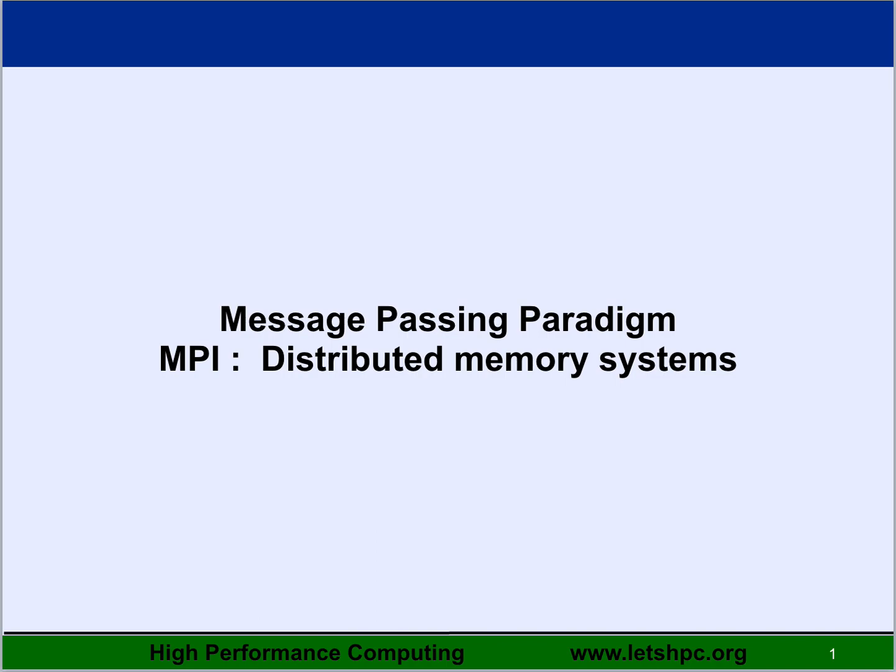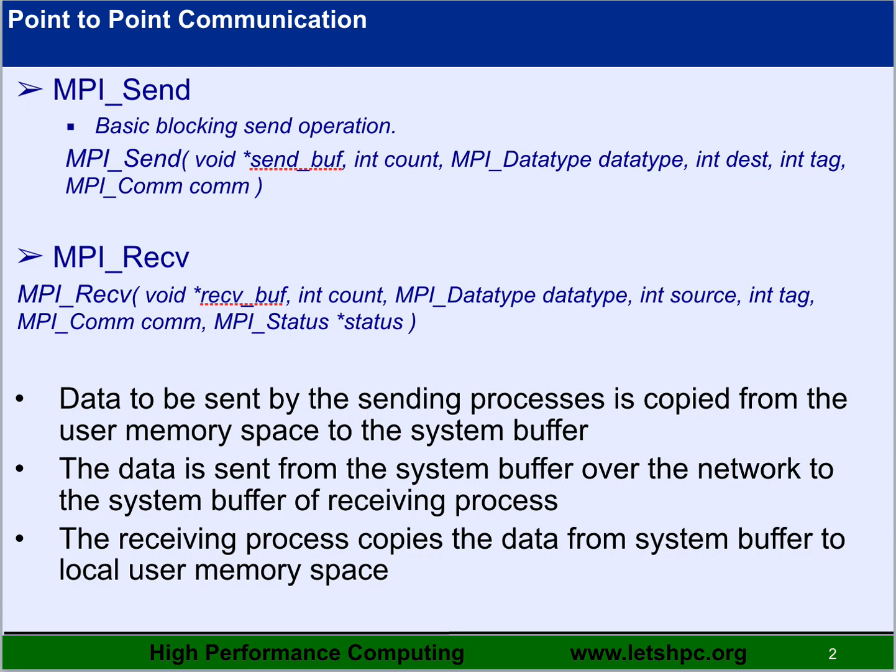Welcome to the third and final lecture on the message passing paradigm. In our previous lecture, we discussed point to point communication. We discussed that there are two broad classes of communication: one is point to point, and the second is collective communication. In the first category, point to point communication, we focused on MPI send and MPI receive, the most basic message passing communications.